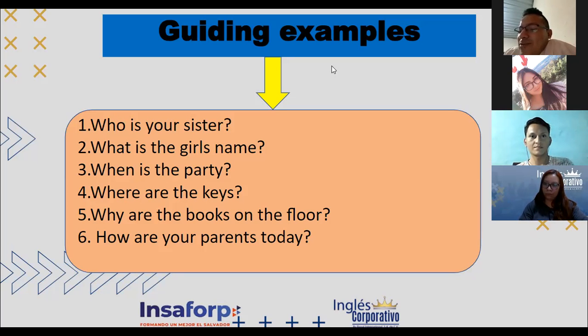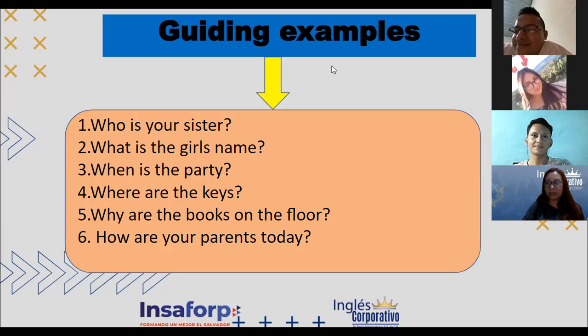Number two, when is the concert? Is the concert. When is the concert? ¿Cuándo es el concierto? When is the concert, Jennifer? Tomorrow. The concert is tomorrow. Okay. Respuesta completa, Jennifer. The concert is tomorrow, yes.